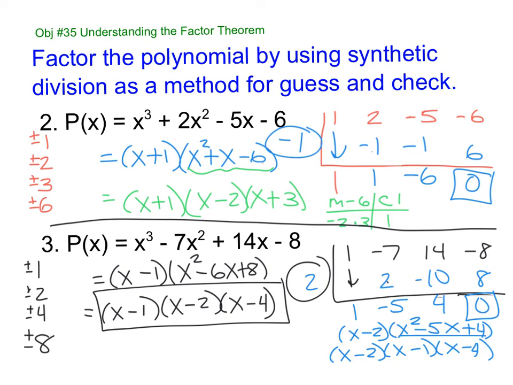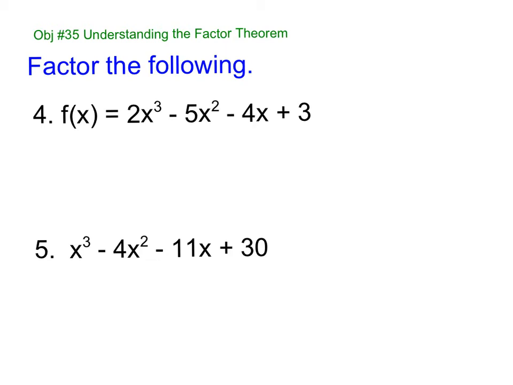So if your process is slightly different, that's okay. Don't freak out. All right, pause the video and try these two. Same process. All right, so I've got 2, negative 5, negative 4, and 3.